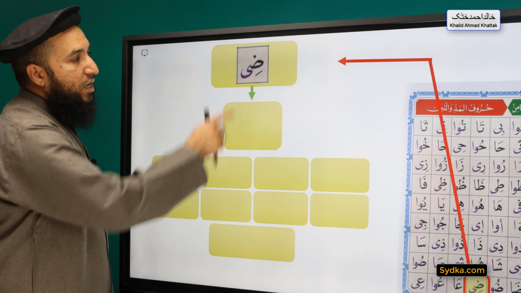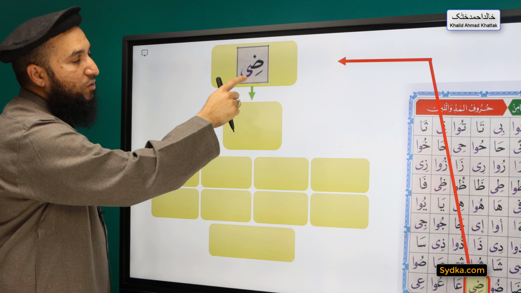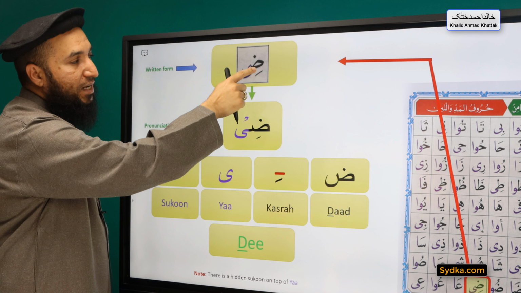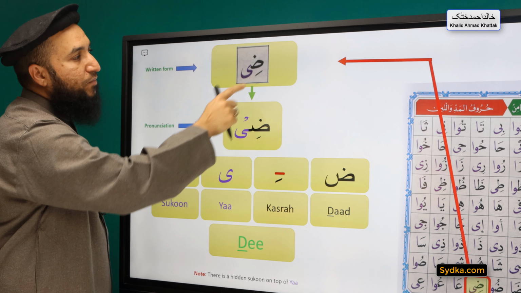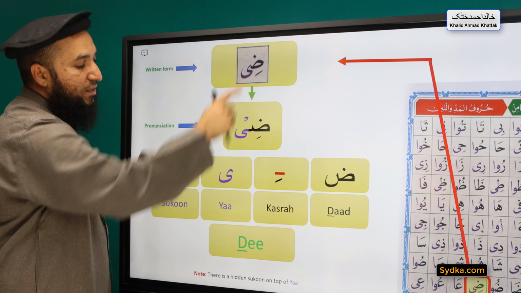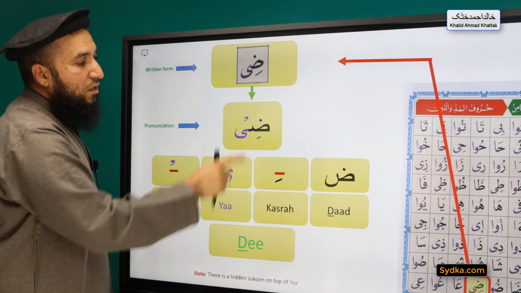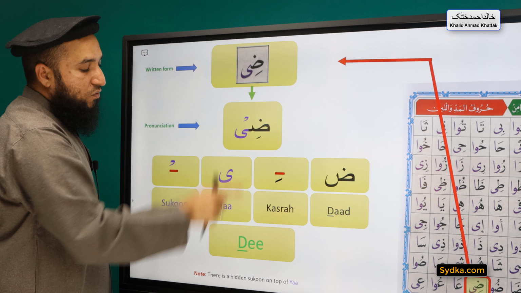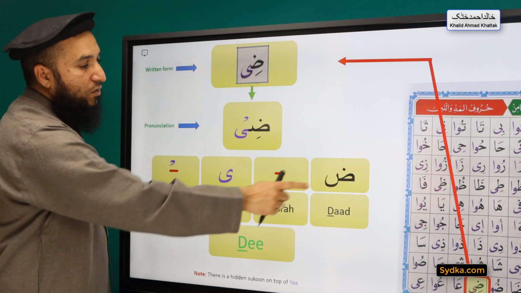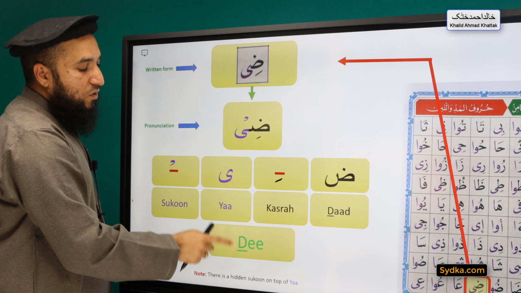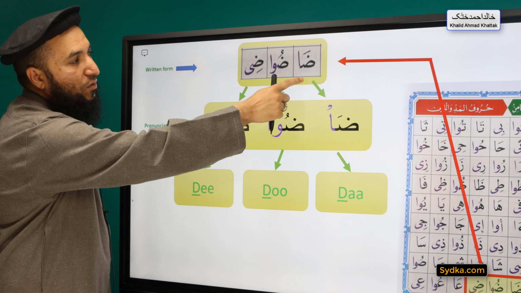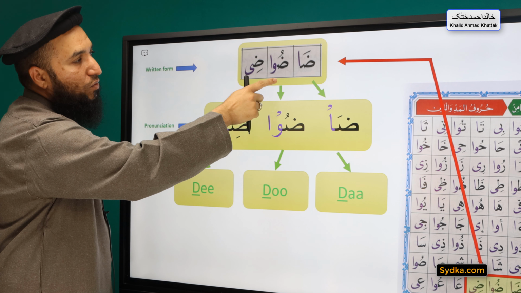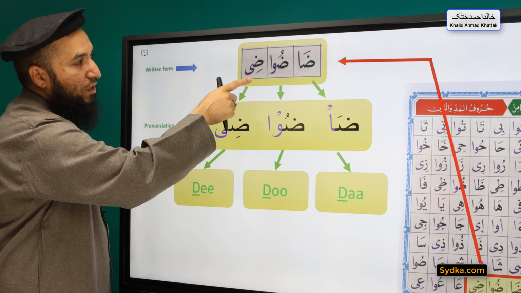The next syllable we have is Dad Kasra Ya Sukoon. Dad is a heavy letter, it has kasra underneath, it is followed by ya, and ya has hidden sukoon. Dad kasra ya sukoon, di. So we have all 3 syllables. Da, du, di.